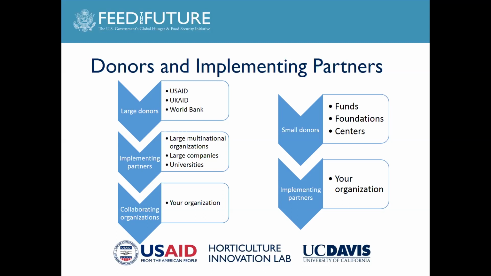So if you're a small startup organization, this is where you might become involved with large donors. Typically, you're not going to directly receive a grant. You're much more likely to work with an implementing partner. The second model you'll see on the right side of the screen: small donors, funds, foundations, centers. They typically like to work with small organizations like yours. They're much less likely to engage with multinational organizations, companies, and universities. However, their grant amounts are also much less.